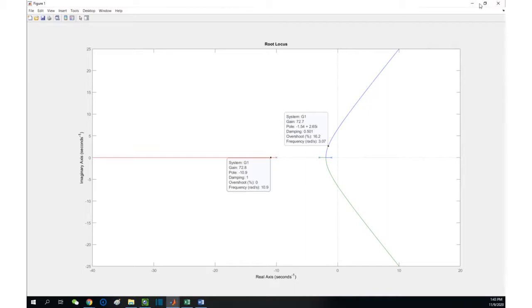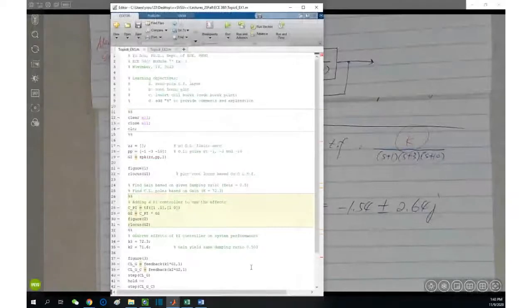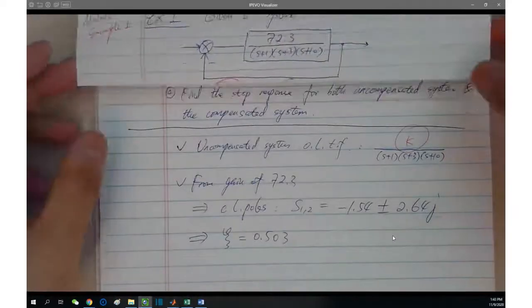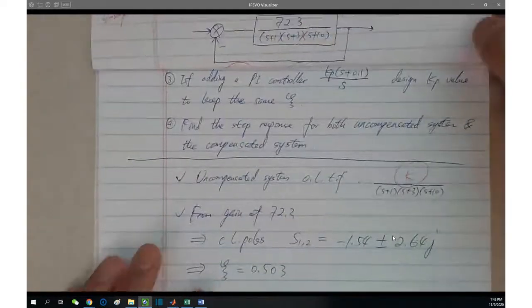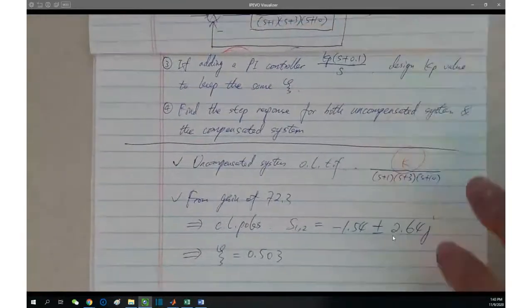Is it good to move on? All right, we can move on. What's the next question? We have done question 1 and 2. Okay, we got the ratio and closed loop poles.